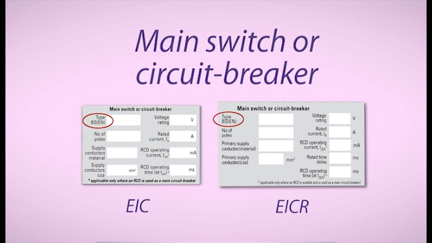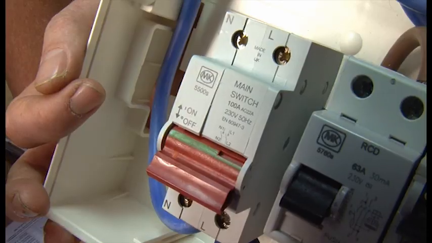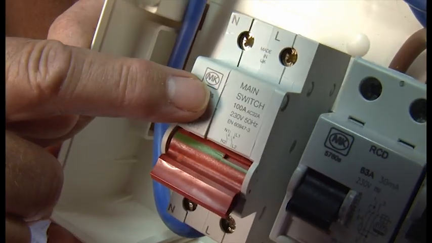Boxes for type, voltage rating, number of poles, rated current IN, RCD operating current and its operating time, measured at fault current. A lot of this information can actually be picked up from the device.